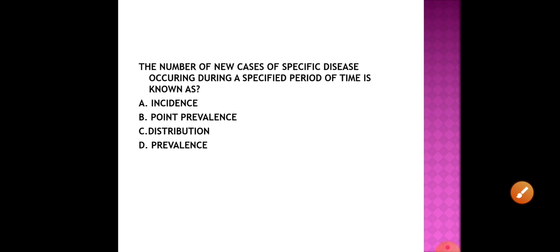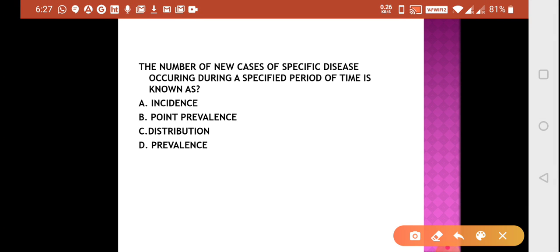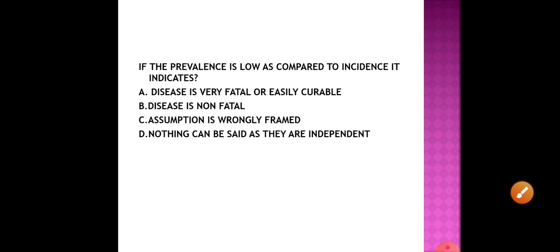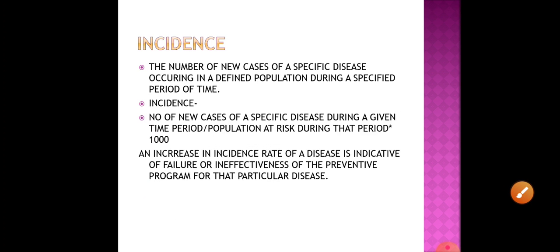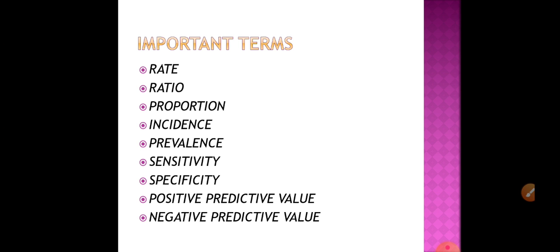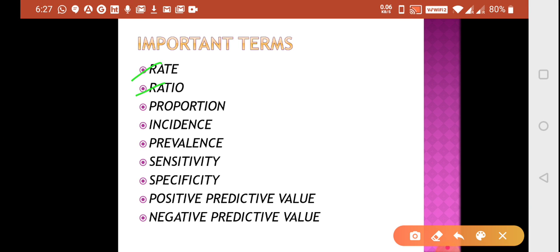The number of new cases of a specific disease occurring in a specific period of time: new cases is incidence. If the prevalence is low as compared to the incidence, I have told you, it would indicate that the disease is very fatal or easily curable. Nothing much that you have to know, you just have to apply your mind: what is rate, what is ratio, what is proportion. The question can directly come like incidence is a rate, prevalence is a proportion, and which of the following is expressed in percentage, that is your proportion.